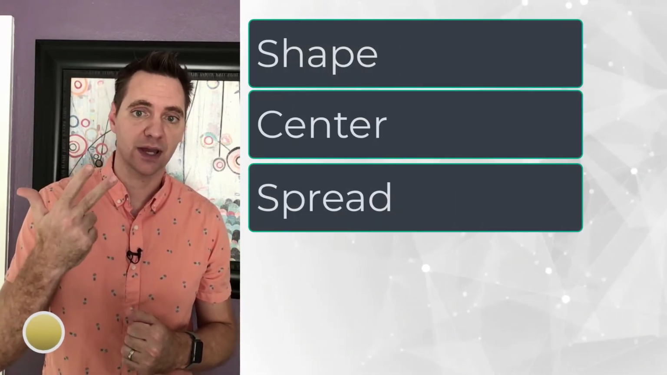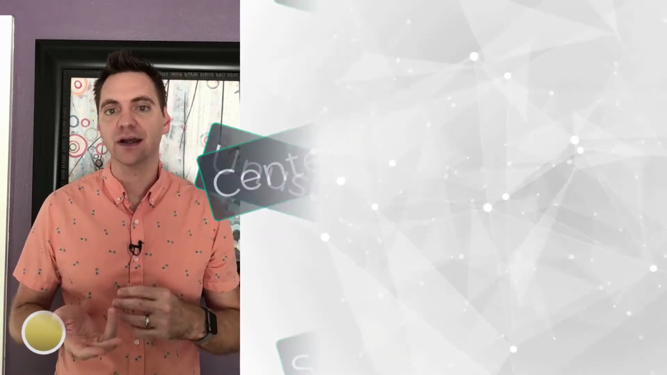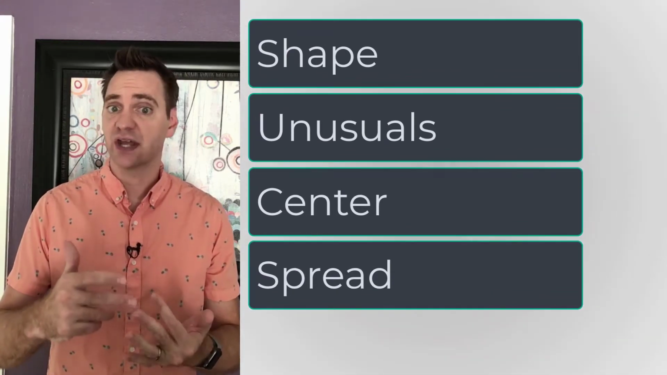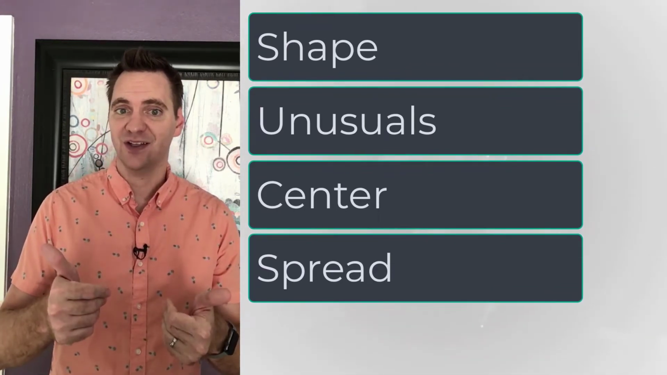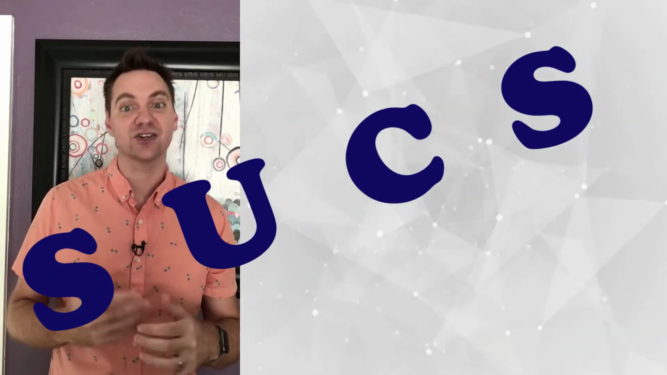We generally want to describe four things, and they are shape, center, spread, and anything that is unusual. But that's a lot to remember. So let's rearrange some things here and come up with some kind of clever acronym. Shape, unusual, center, and spread. What's that spell? You got it. SOCS.